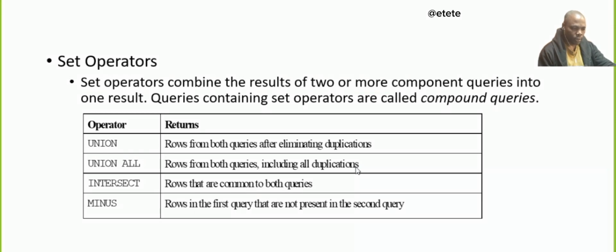That is the symbol you saw. Intersect returns rows that are common to both queries. That was why you saw the circle inside, the yellow inside both of them. Minus returns rows in the first query that are not present in the second query.